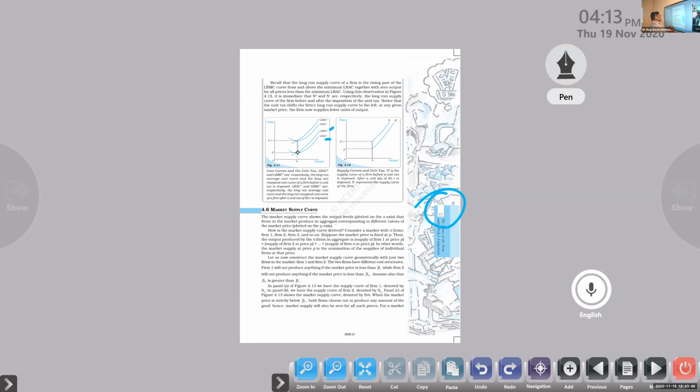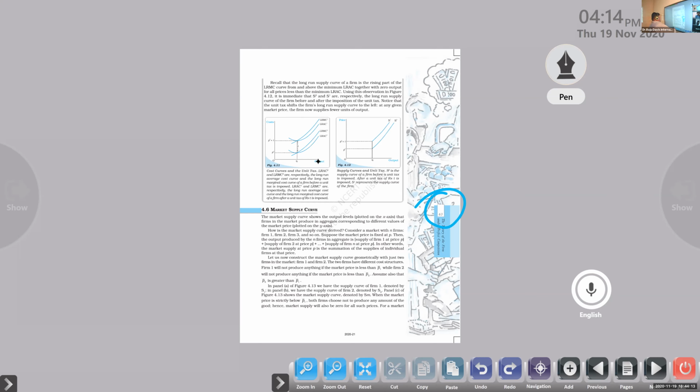Where the LRMC curve intersects with the LRAC curve. Long run marginal cost and the long run average cost. So we already created an equilibrium here. What happened here? Tax increased. So the firm wants to add the tax along with the price of the commodity. Yes or no?